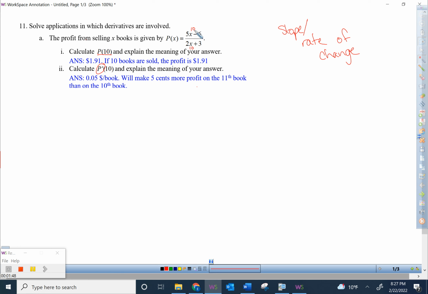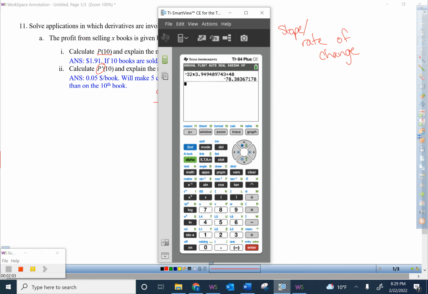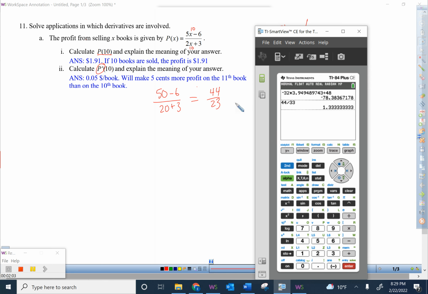So the first one is 5 times 10 is 50 minus 6. On the bottom, 2 times 10 is 20 plus 3. And then we're just having 44 over 23. And you throw that directly into your calculator. Oops, 44 over 23. I didn't think that looked right. 44 over 23, and then that gives you the 1.91.